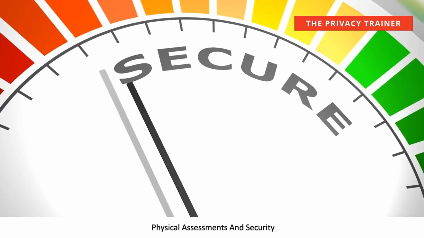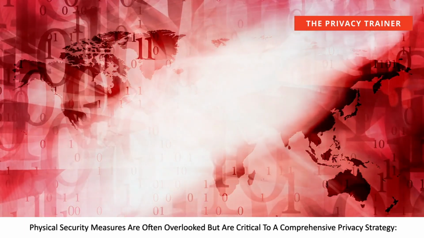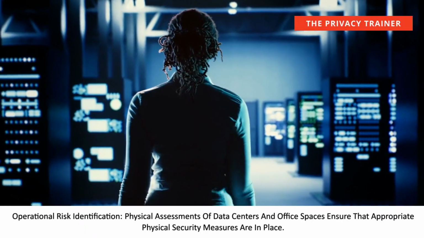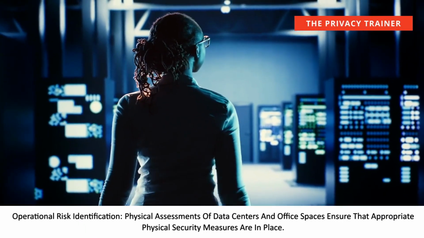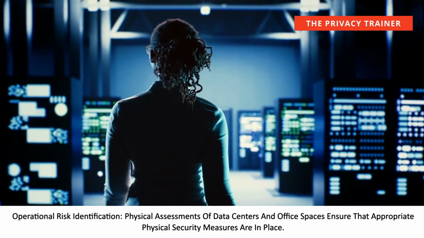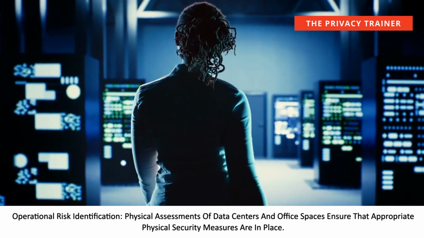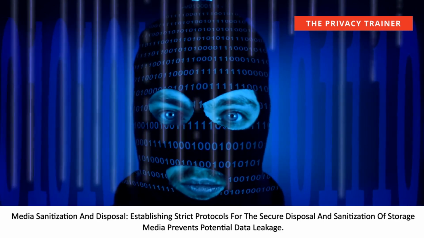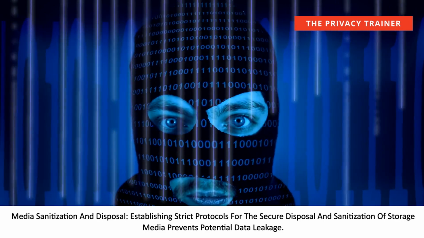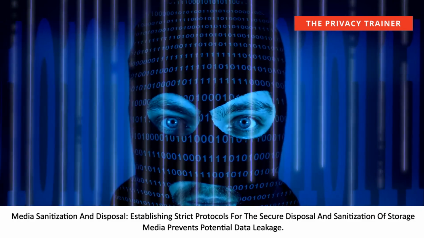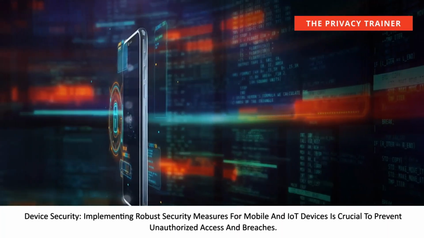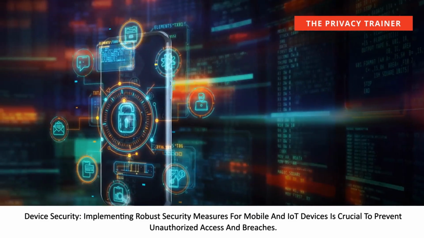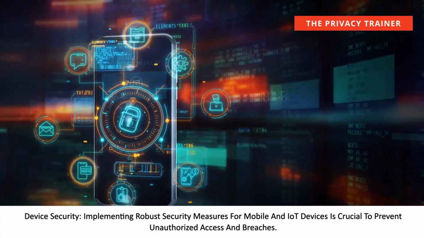Physical assessments and security. Physical security measures are often overlooked but are critical to a comprehensive privacy strategy. Operational risk identification. Physical assessments of data centers and office spaces ensure that appropriate physical security measures are in place. Media sanitization and disposal. Establishing strict protocols for the secure disposal and sanitization of storage media prevents potential data leakage. Device security. Implementing robust security measures for mobile and IoT devices is crucial to prevent unauthorized access and breaches.